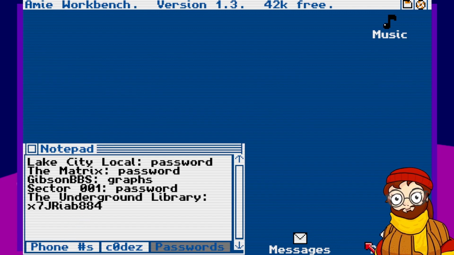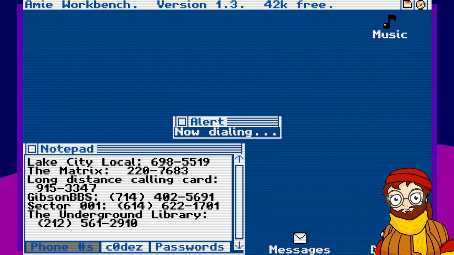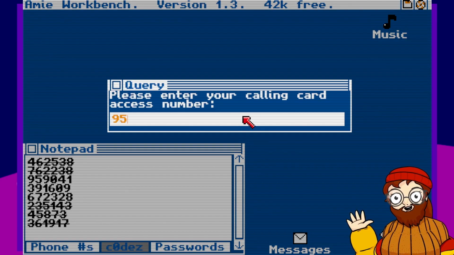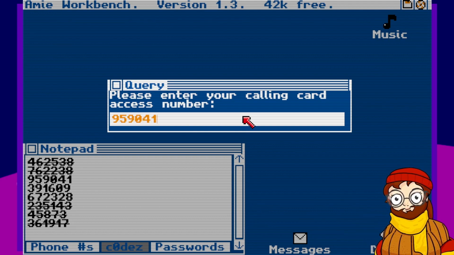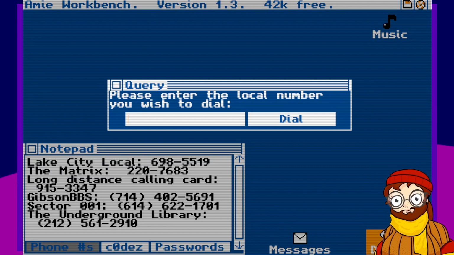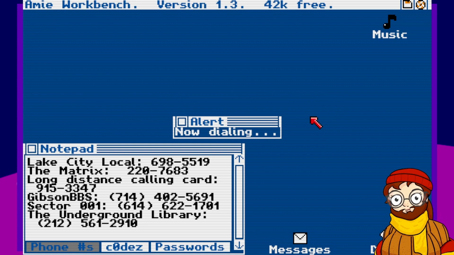Alright, well. Time to get warned. Or I guess not get warned, because that was the final warning, so the next one's no longer a... Yeah. 959041. Ah, okay. 9153347. Not even looking anymore.